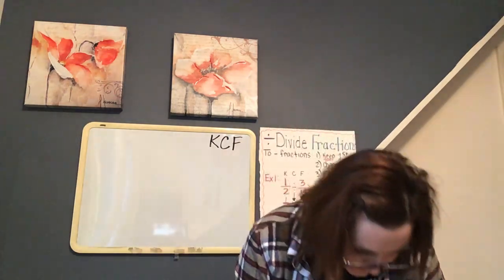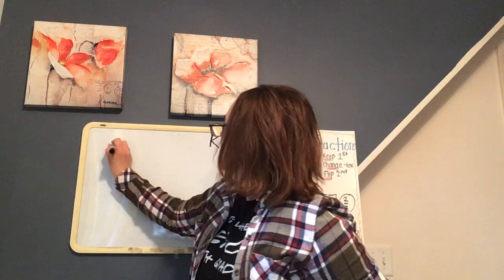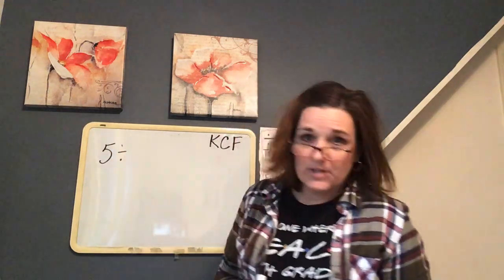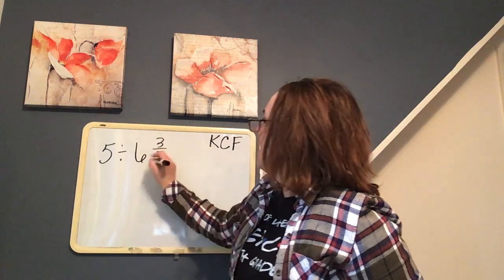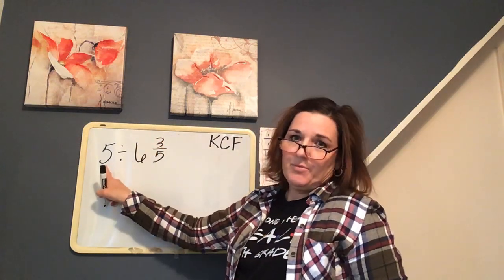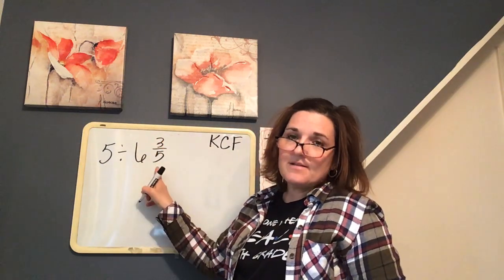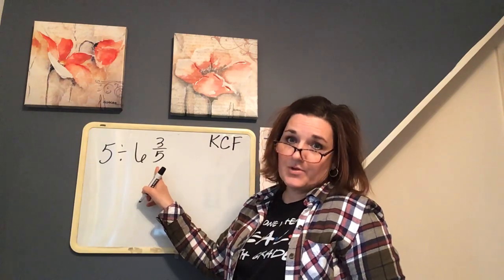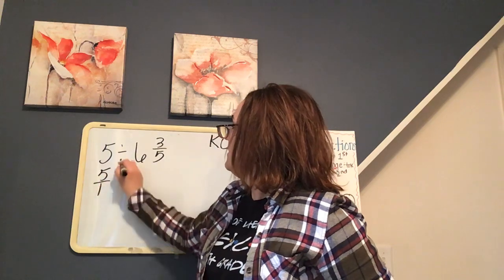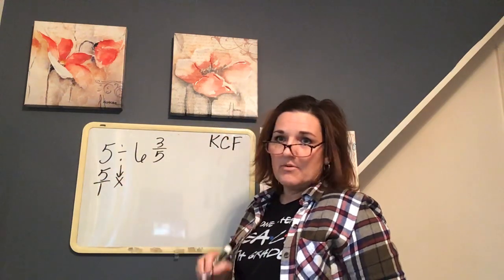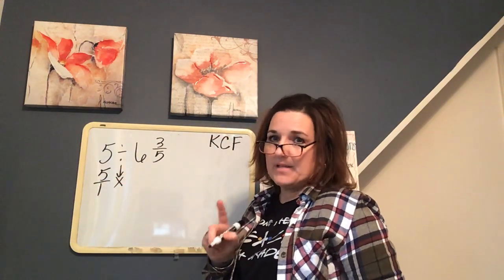Last problem. This is a really good one. Not only do you have a whole number that you have to put a 1 under it, your mixed number is second, and you have to flip it. So there's quite a few things you have to do in this. So we're going to do 5 over 1. We're going to change that. Remember, don't flip the first, flip the second.